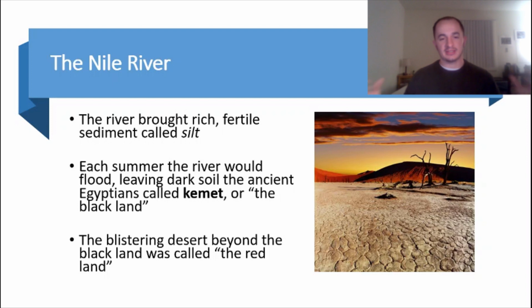So outside of the Black Land, we have what would be called the Red Land. So this is the desert. The blistering desert beyond the Black Land was called the Red Land because it was so much drier. It was very red, which if we look at this picture on the right, we can see if we go past this dry light brown color, we can see these red hills. So this red, orangish color, this is the Red Land.